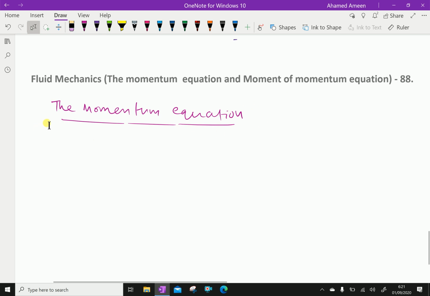In fluid mechanics, let us discuss the momentum equation and moment of momentum equation. First, the momentum equation. It is based on the law of conservation of momentum, or the momentum principle, which states that the net force acting on a fluid mass is equal to the change in momentum of flow per unit time in that direction. The force acting on the fluid mass m is given by Newton's second law of motion.